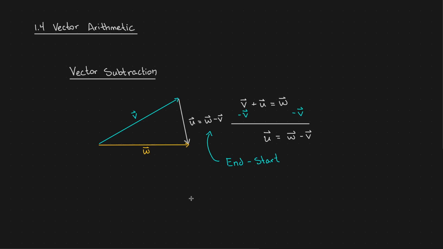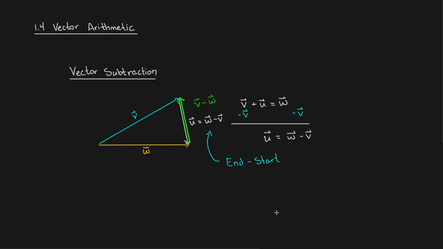Notice here order is important. If I did this the other way, if I did v minus w, then I would end at the tip of vector v. I would start at the tip of vector w. Okay, so I'd get, and let me make this a little bigger just to distinguish it, I would get this. Okay, because now I'm starting at w, and now I'm ending at v. End minus start. That'll help you remember the order of this.